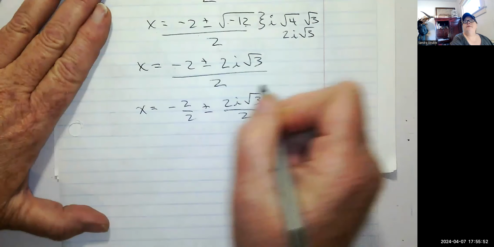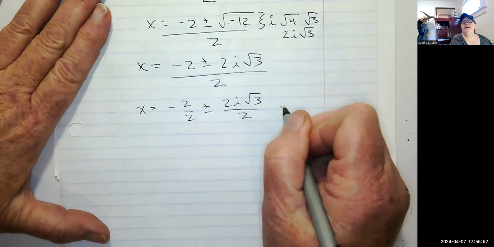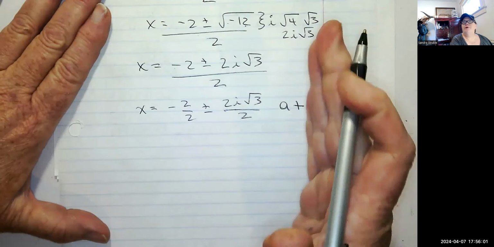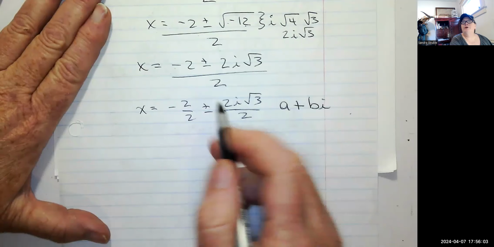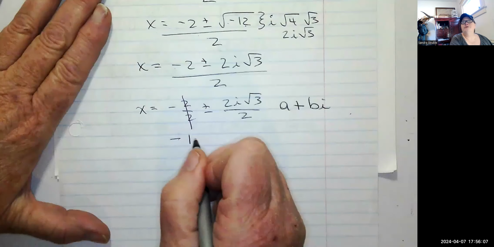Because here's the deal. This has got a complex number. This is a complex number. So you have to answer in a plus bi format. So they have to be separated. And if they share a denominator, you can easily see that it reduced.